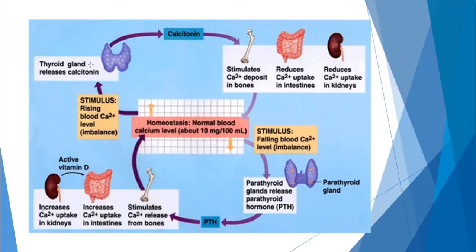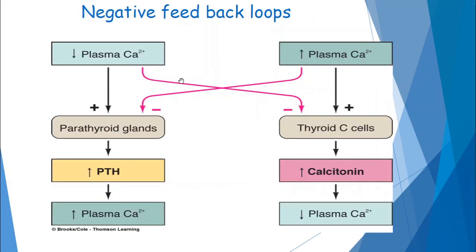Consider the system where you have increased blood calcium levels. The thyroid gland will release calcitonin, and the calcitonin will stimulate calcium deposits in bones, reduce calcium uptake in intestines, and reduce calcium uptake in kidneys. As a result, the blood calcium level also comes back to normal. So these are the negative feedback loops that are involved in both systems.